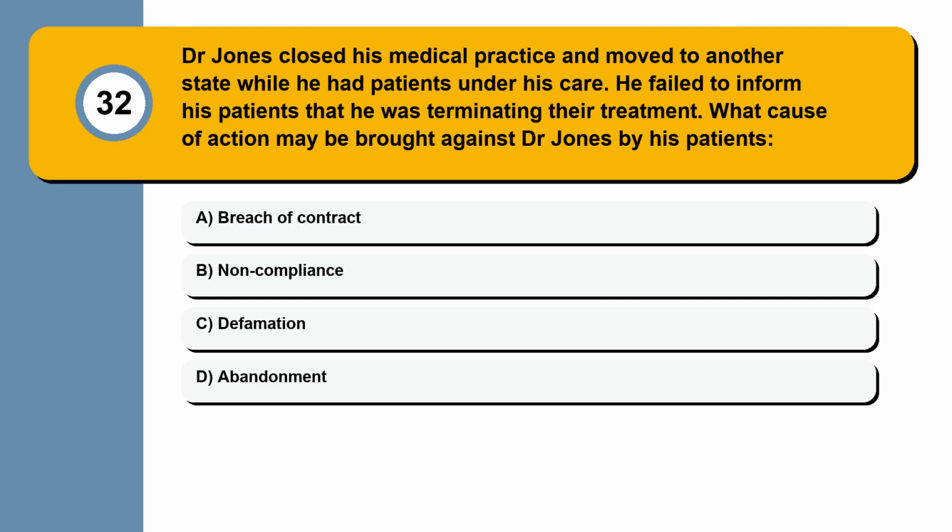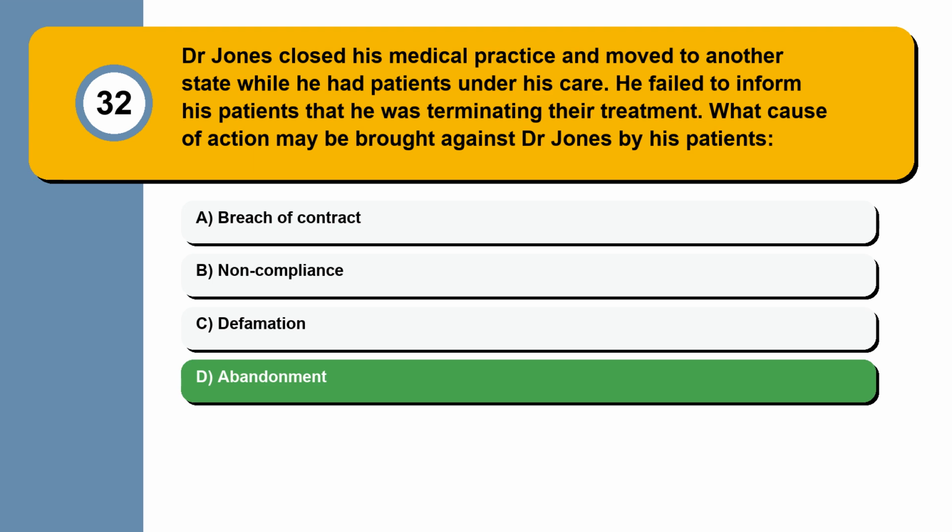Question 32. Dr. Jones closed his medical practice and moved to another state while he had patients under his care. He failed to inform his patients that he was terminating their treatment. What cause of action may be brought against Dr. Jones by his patients? Here are your options. Option A. Breach of contract. Option B. Non-compliance. Option C. Defamation. Option D. Abandonment. The correct answer is option D.